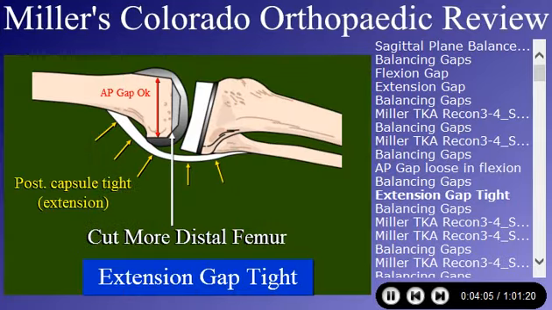Here's the example. So in flexion, your AP gap is okay. You bend just fine, but when you bring in an extension, your posterior capsule is tight. So what you do is you cut a little bit more distal femur off, and you're okay.